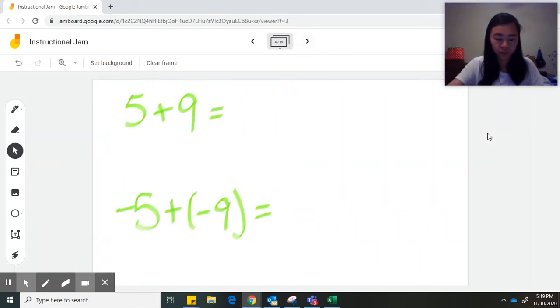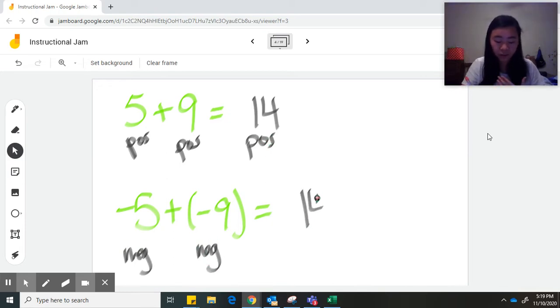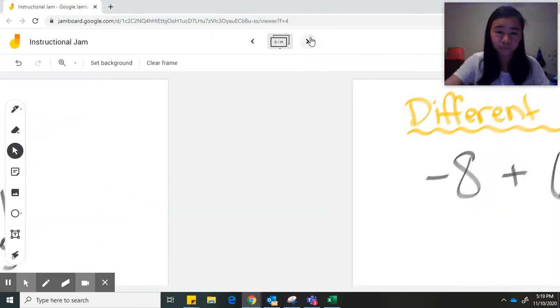Let's look at another one. If we have two positives, both of these are positive, you're just going to add like normal. 5 plus 9 is 14, and that's going to stay positive. If you have a negative plus a negative, you're just going to add like normal, 14, and then you're going to keep the sign. It's going to stay negative. Okay? So a positive plus a positive is a positive. A negative plus a negative is a negative. You're just going to add like normal.